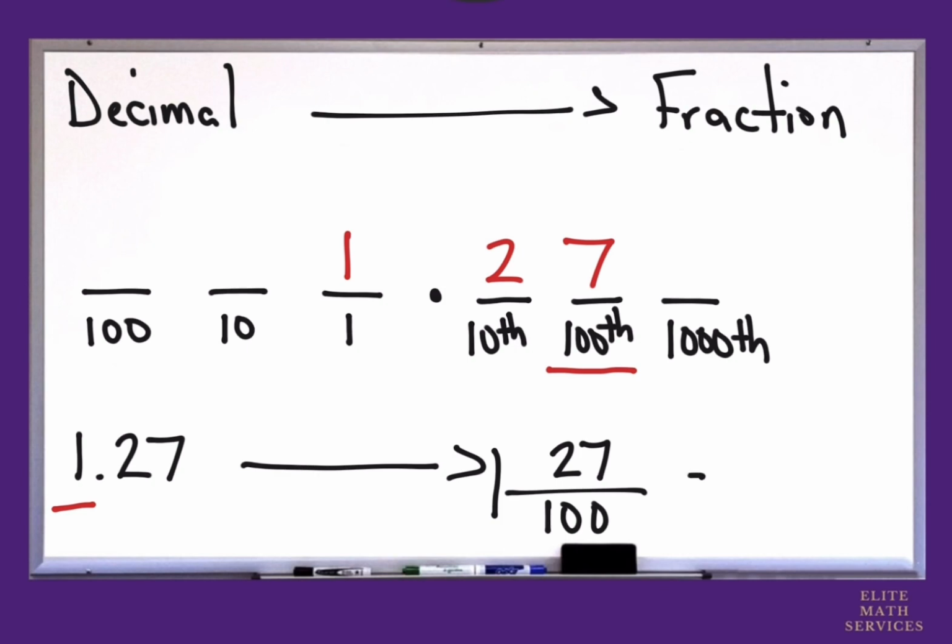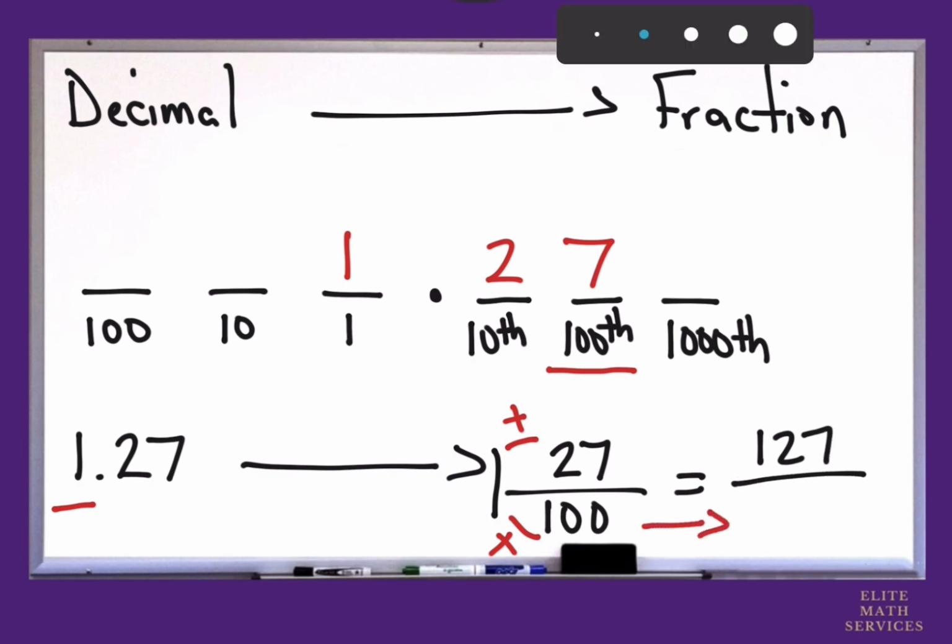Now this fraction can also be represented as an improper fraction, in which we multiply the denominator times the whole number and we add the numerator. So 100 times 1 is 100 plus 27 gives us 127 as our numerator, and our denominator remains the same. So we have 127 over 100.